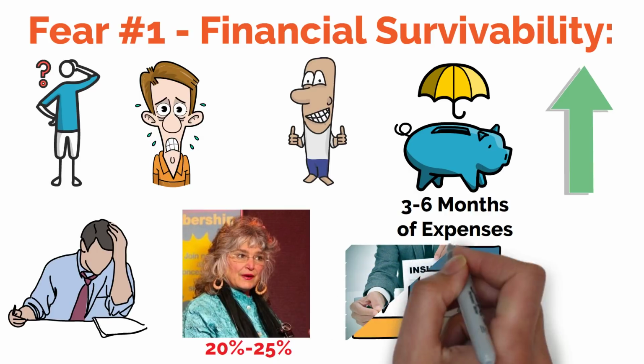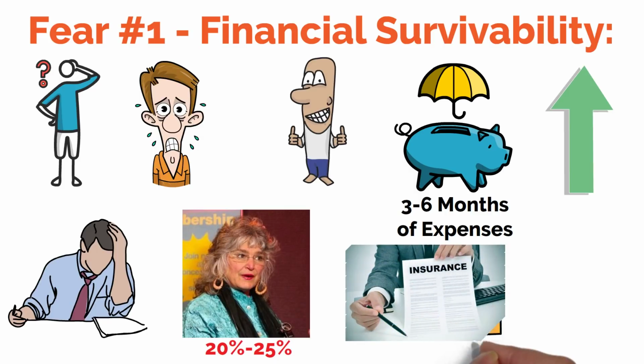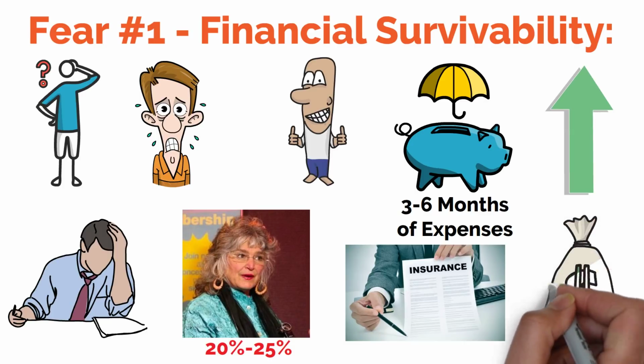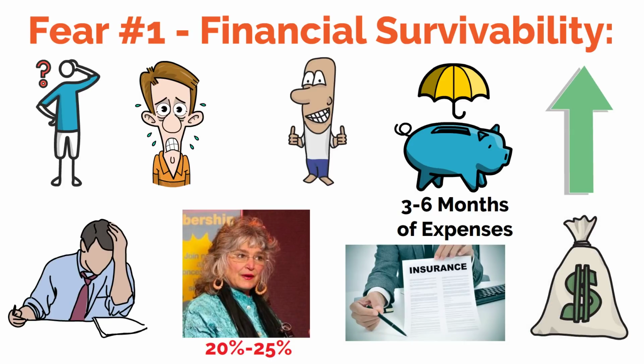A fourth thing that we can do is to get proper protection in the form of good insurance. We don't need to buy insurance for every little thing, but for things that could end up costing us hundreds or even thousands of dollars if something went wrong, it can be a good idea.